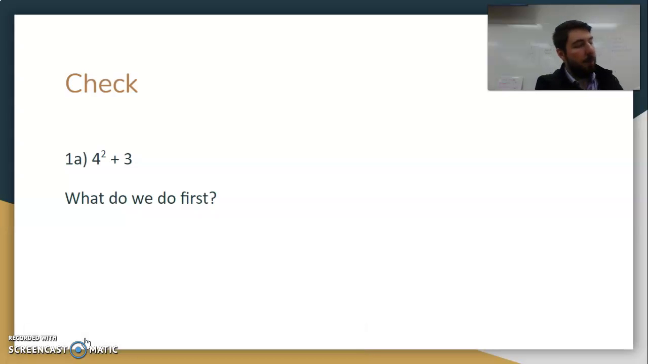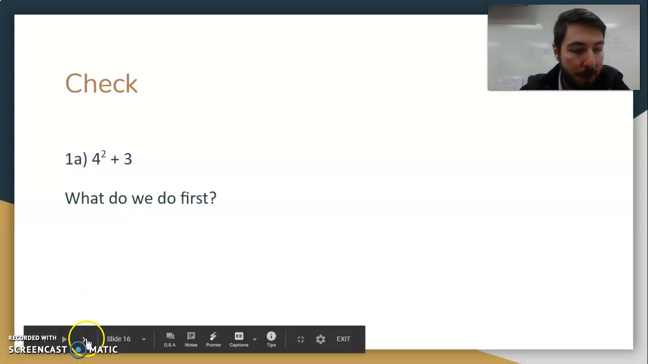All right. On the next page, page 68 at the top, there are 4 check questions. We can do the first couple together and then pause the video and try the last couple on your own. So the first one, 4 to the power of 2 plus 3. What do we do first? Do we see any brackets? The answer is no. So we're going to be doing the exponent.